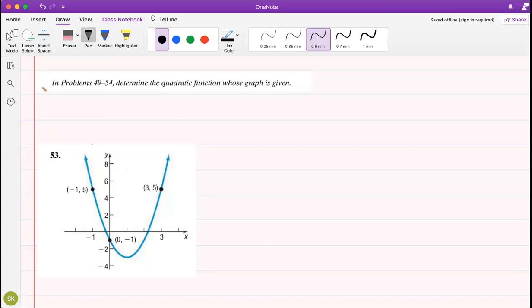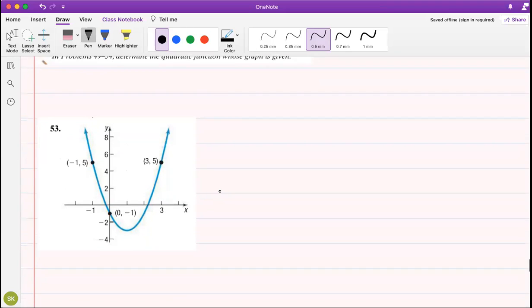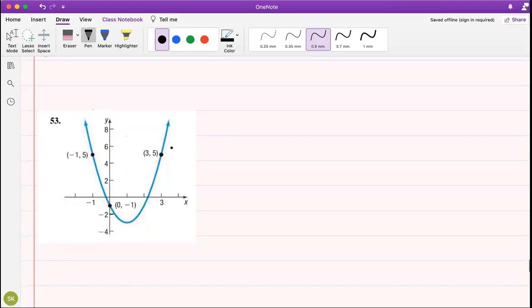I'm going to give you a graph of a function, and I want to determine the quadratic function that goes with that graph. So here's the first one. Notice that I have a graph pointing upwards. I am also given 3 points.